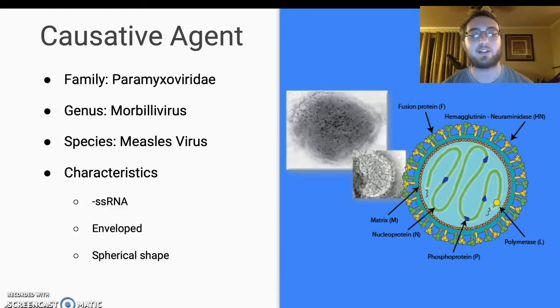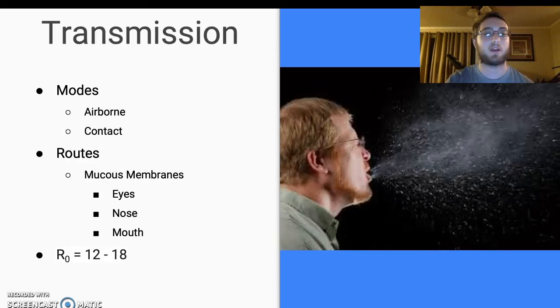So the causative agent of measles is morbillivirus measles virus, and this comes from the Paramyxoviridae family. It shares a family with the mumps virus, and it is the only species of morbillivirus that can infect humans. It's a negative sense single-stranded RNA virus. It's spherical in shape and it is enveloped.